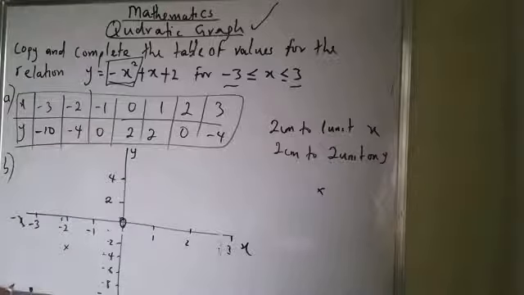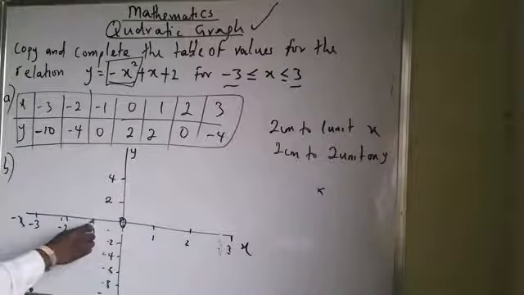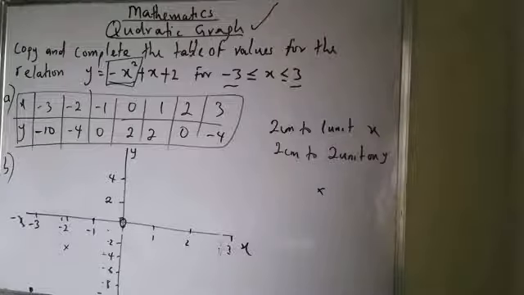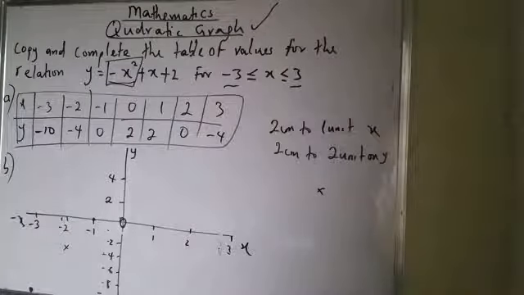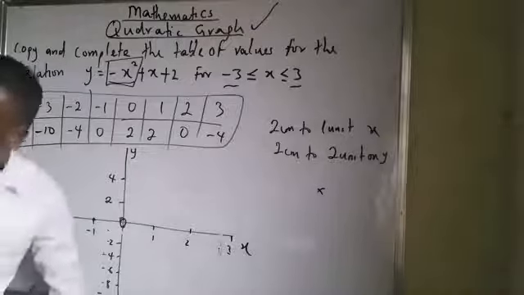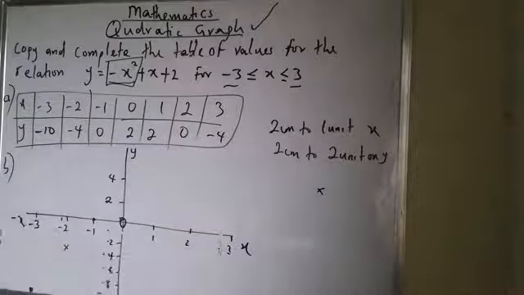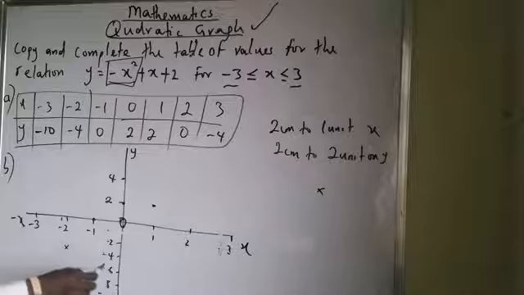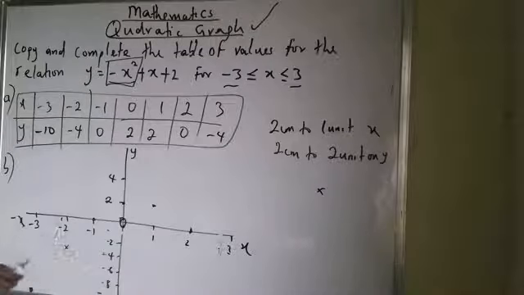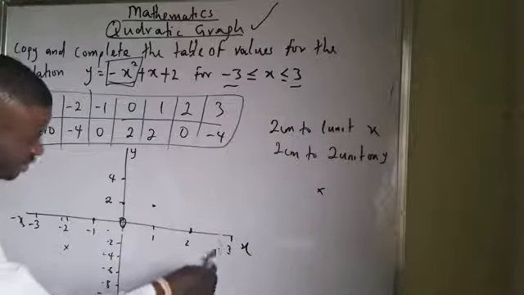When x is minus 1, what happens to your y? 0. It means one of the roots is what? This is already a root, because I was telling you that time that when the value crosses over, that is the root. Let's continue. What next? When x is 0, y is what? 2. When x is 1, y is what? 2. When x is 2, y is what? 0. It means another root. Now, when x is 3, y is what? Minus 4.